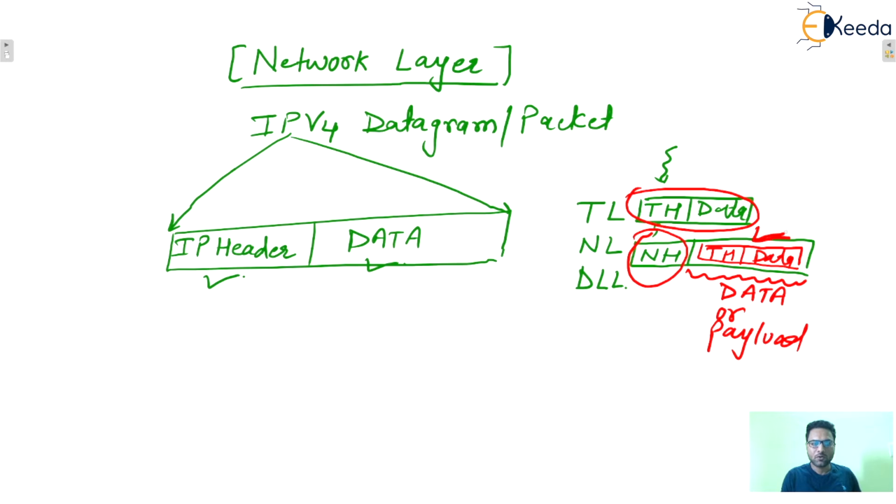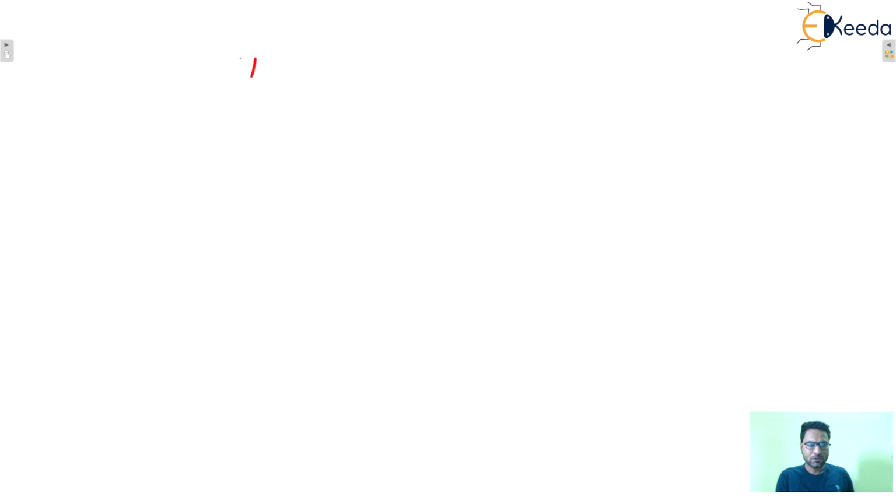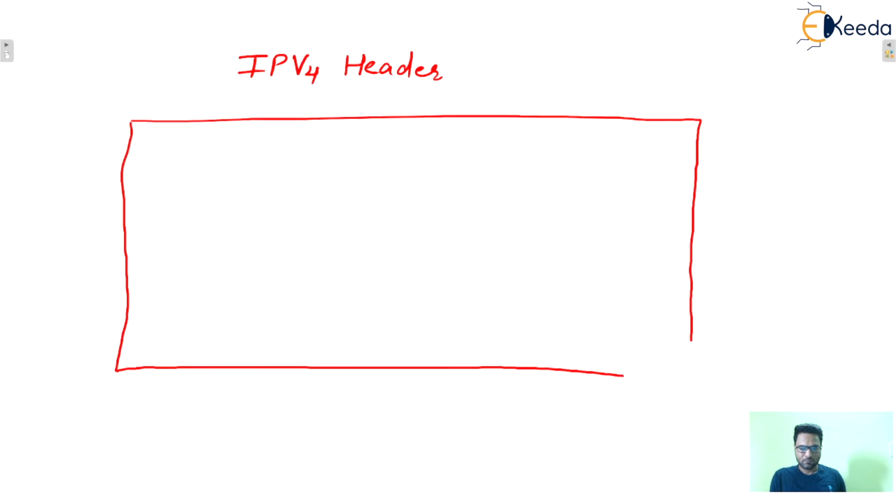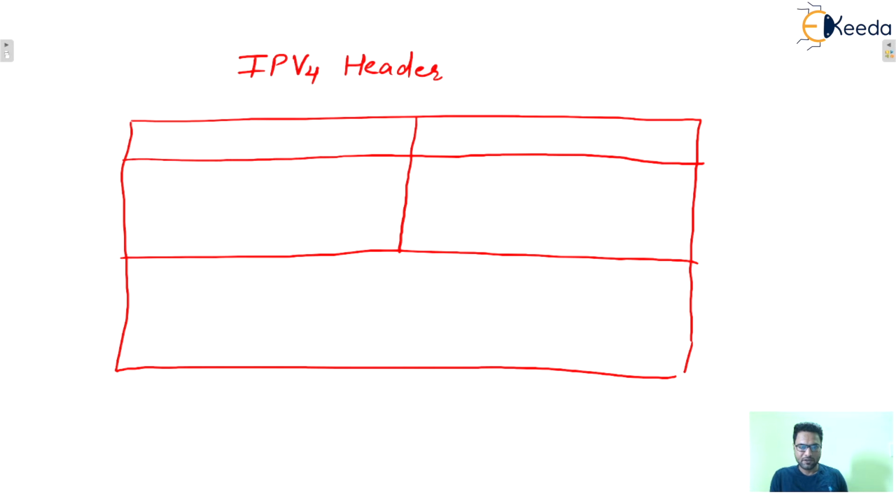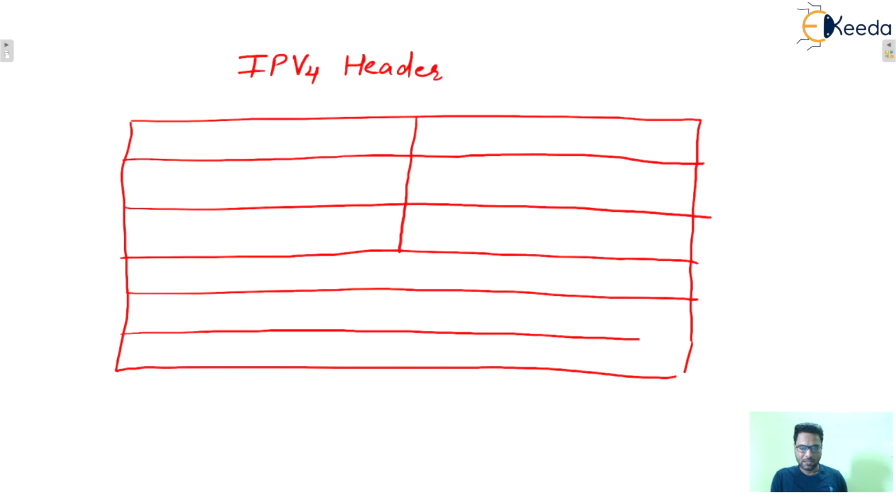I'm going to explain one by one. So we'll study this IP header in detail. That is very important from the GATE point of view. So I'm going to start the IP header. IPv4, version 4 header. So this is the format of the IPv4 header.